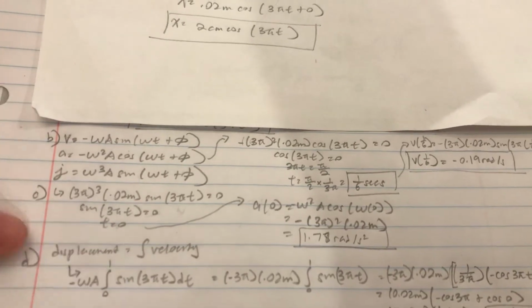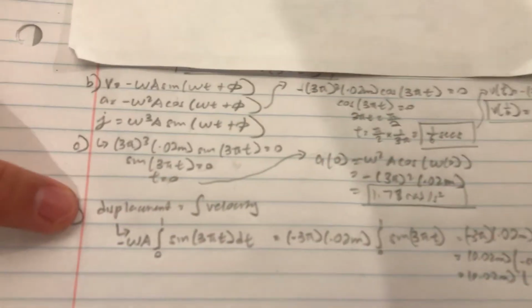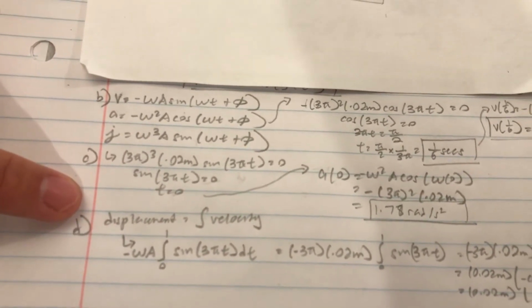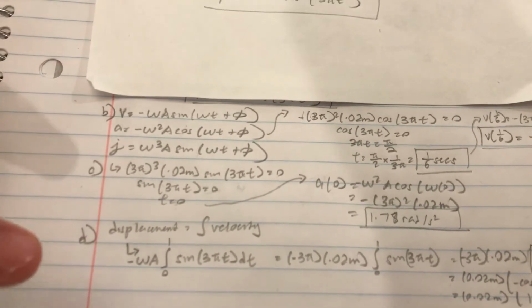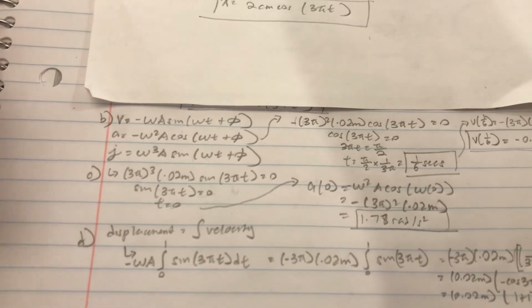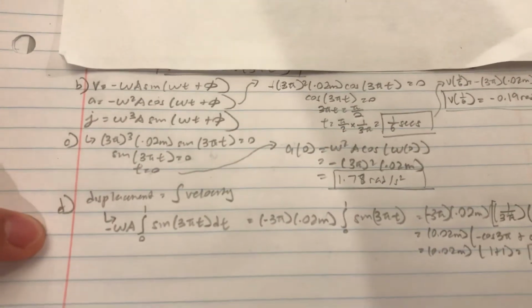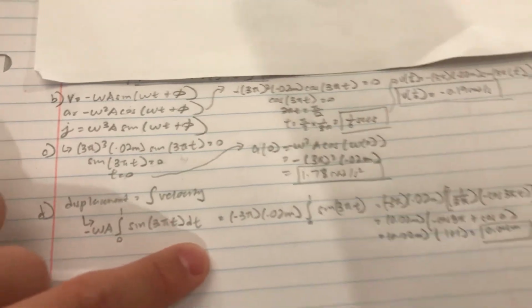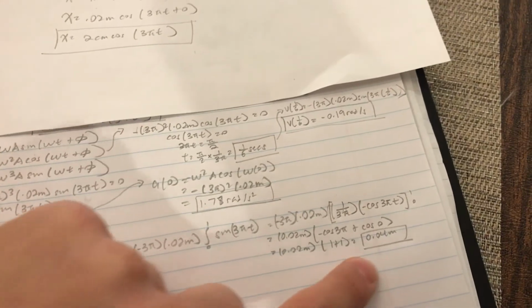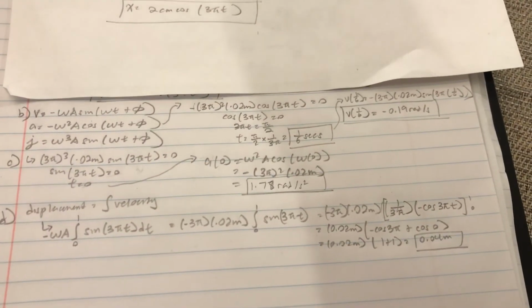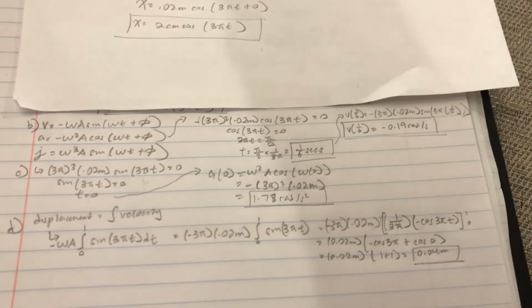And finally, for displacement, displacement is just the integral of velocity between certain limits of integration, and they were given in the problem, which is 1 to 0, and I simply integrated them, and I got 0.04 meters. So yeah, that's how I did problem number 5 on the chapter 15 homework.